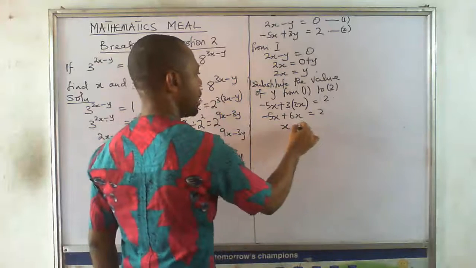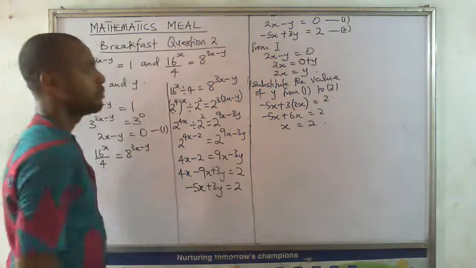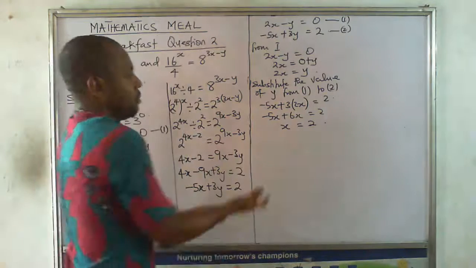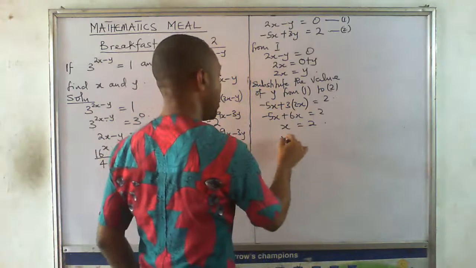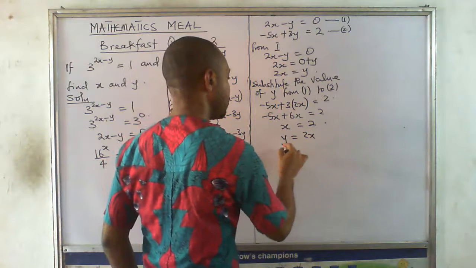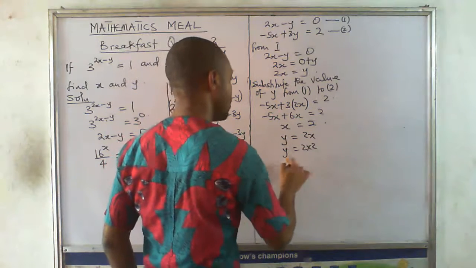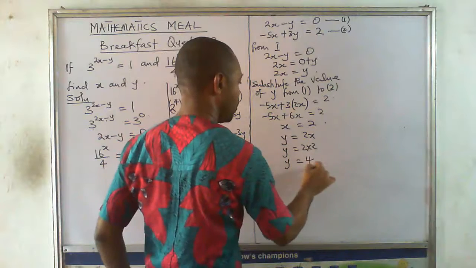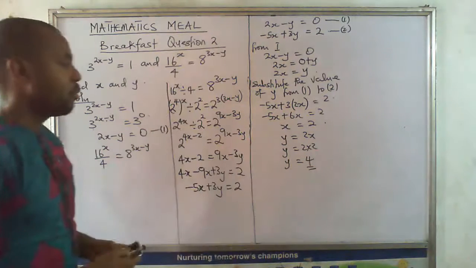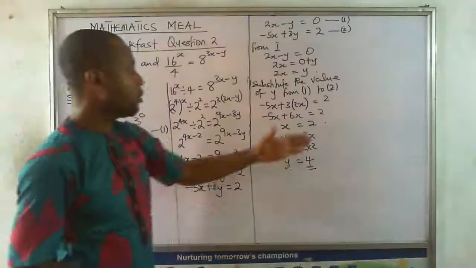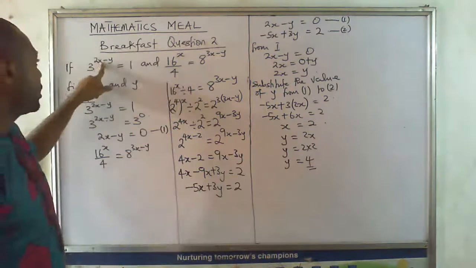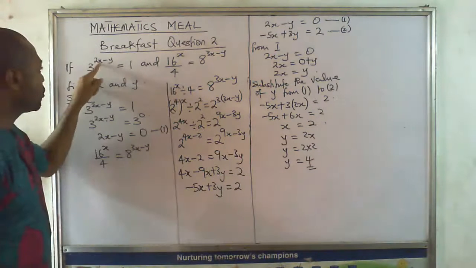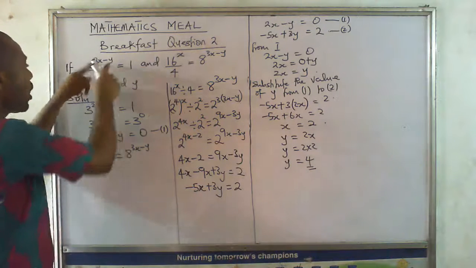Then this will give me x equals 2. Since I've found my x to be 2, I can easily find y. How? y is equal to 2x. So y becomes 2 times 2. y will give us 4. And that settles it. y is equal to 4. So in this equation, y is equal to 4, x is equal to 2. You can check it here. If x is 2, 2 times 2 is 4, and y is 4.